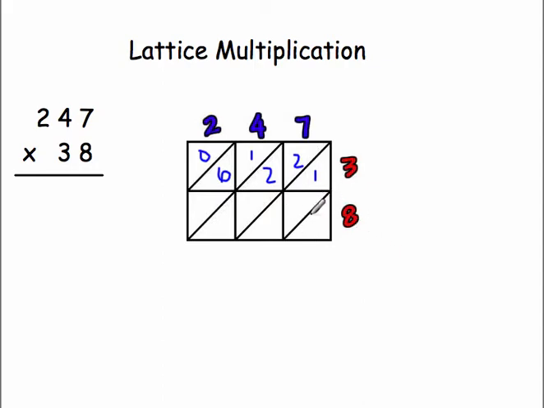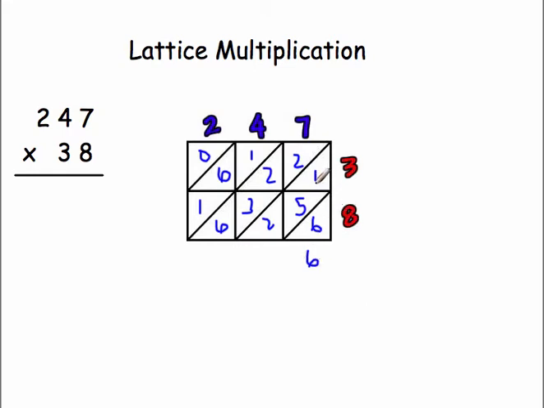Down below on top I have 7, on the side I have 8. 7 times 8 is 56. Then I have 4 times 8, which is 32. And lastly I have 2 times 8, which is 16. Now I'm going to bring these numbers directly down or add them if I need to. So right here I just have one number, so I'll bring down 6.